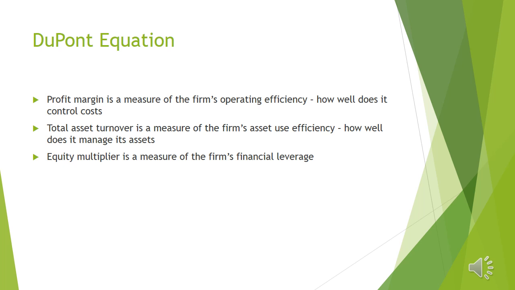The total asset turnover is a measure of the firm's asset use efficiency, or how well it manages its assets, whether it's using its machines efficiently, and so on and so forth. And the equity multiplier is a measure of the firm's financial leverage, which tells you essentially how much debt and how much equity has gone into the capital or the assets that the firm has.